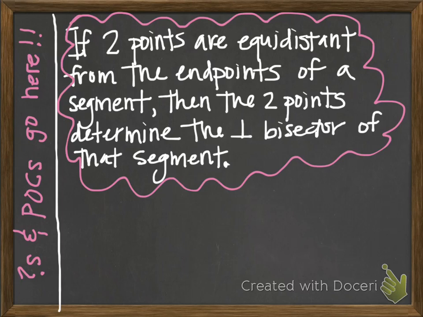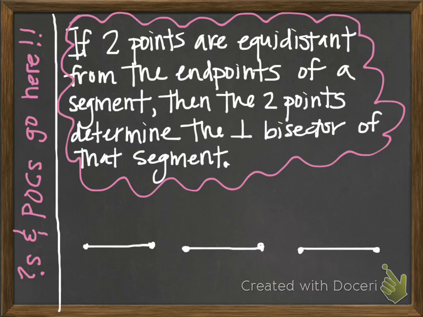So there's 3 ways that this could look. We first need to start off with a segment. So we've got this segment, we've got this segment, and we've got this segment. So we're going to consider 3 different scenarios. Let's consider the first one. Let's read our thing again. If 2 points are equidistant from the endpoints of a segment. So we have 2 endpoints. The 2 points that are equidistant can be in 3 different locations.